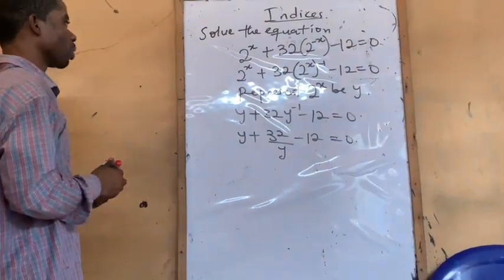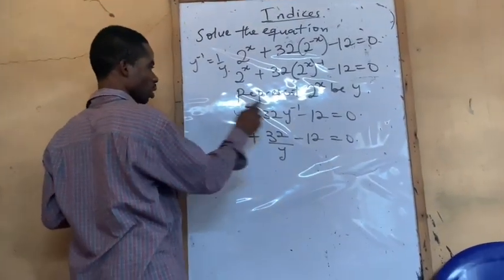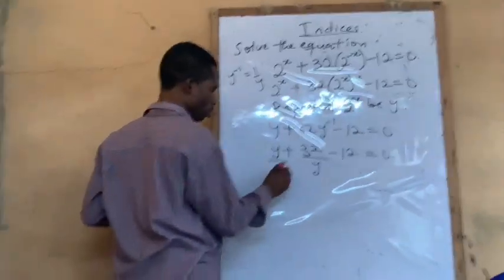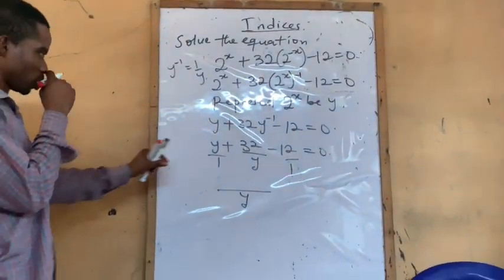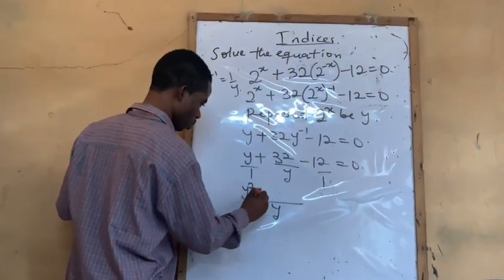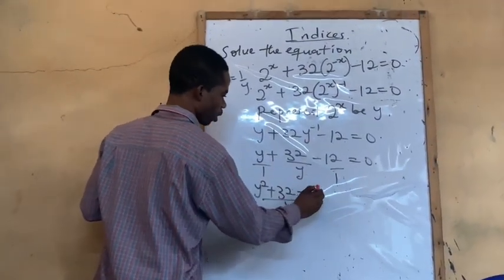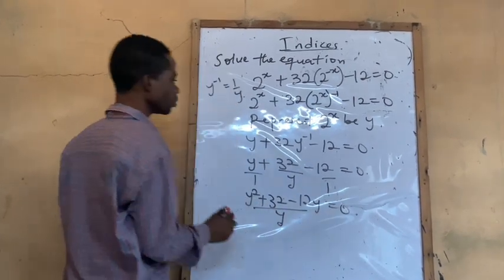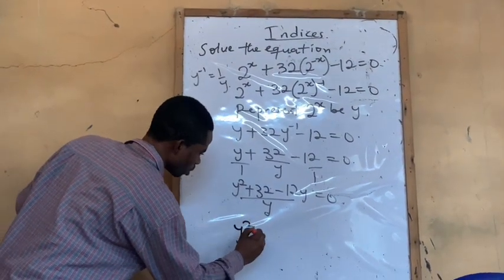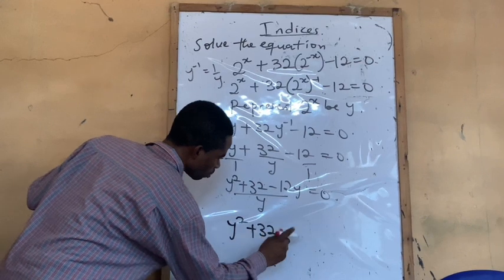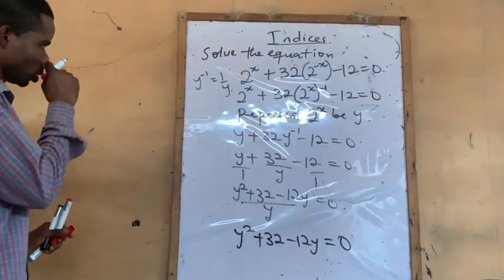What did I just do? Because this is a negative index, y to the power minus 1 equals 1 over y. And it actually has to come under this, all over 1. So the LCM is y. So y times y is y squared, plus 1 times 32, minus 12y equals 0. So if I cross multiply, I'm going to have y squared plus 32 minus 12y equals 0, because y times 0 will end up as 0.